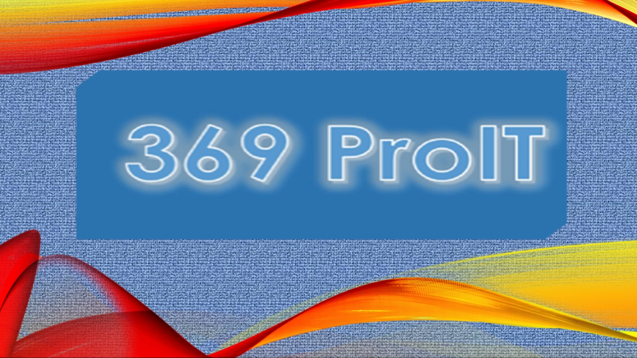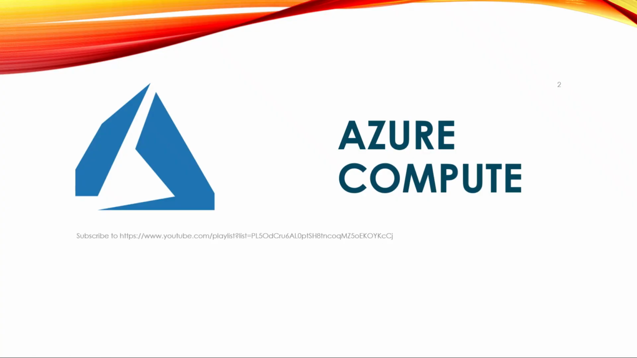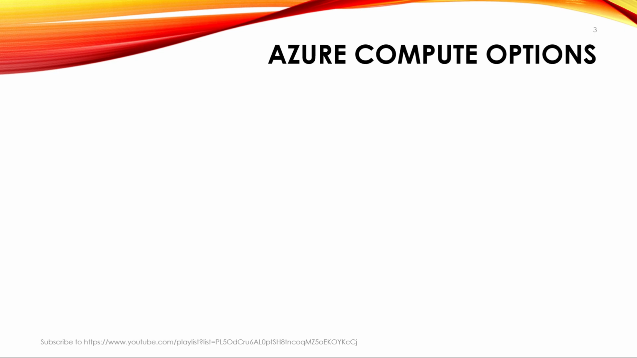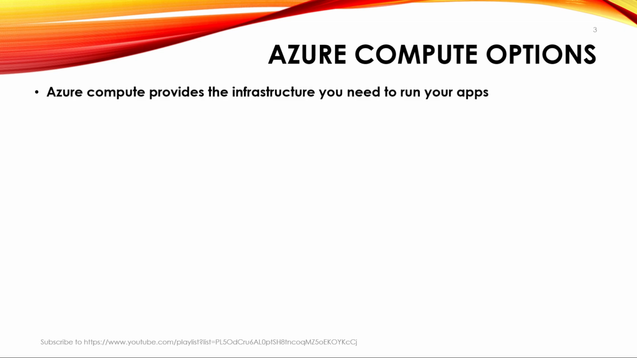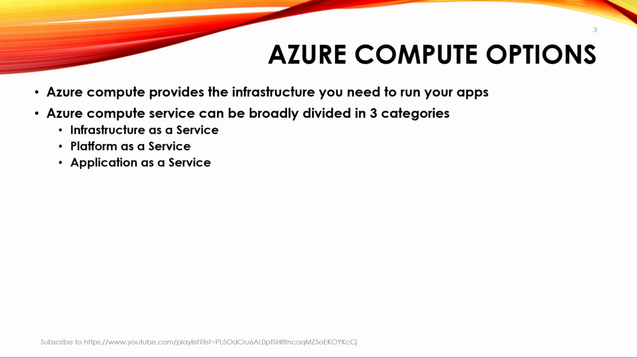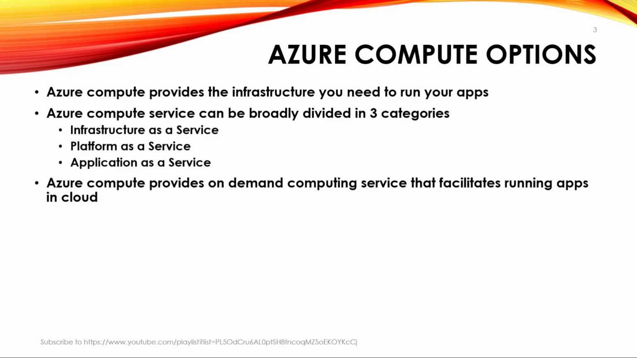Welcome back, ProITians. In this session, we are going to look at the compute service options that we can get with Azure, right? Azure Compute Service provides the infrastructure you need to run your apps, right? And as we have seen in the earlier sessions also, Azure Compute Service can be broadly divided into three categories: infrastructure as a service, platform as a service, and application as a service, right? It can also be referred to as software as a service or functions as a service, right?